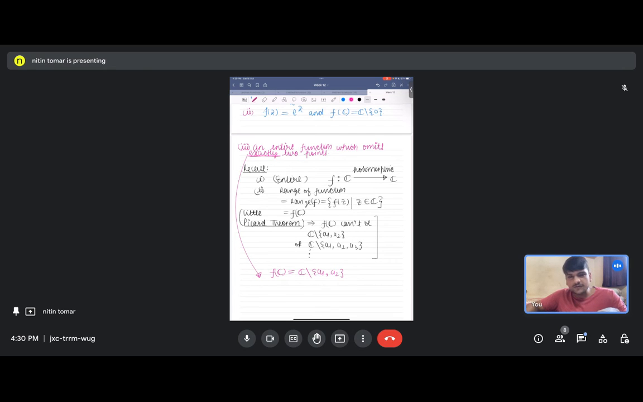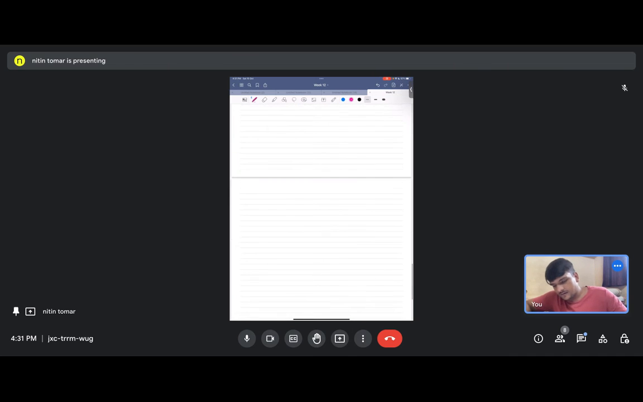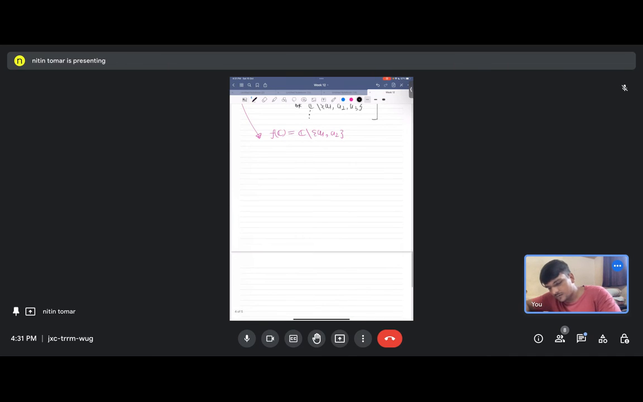Manik, is this clear to you? I don't think it is clear. I mean, you people are blank today. So first of all, you need an entire function. What is an entire function? Which is holomorphic, right? On C. So if this is my complex plane, then f is a function from C to C, right?